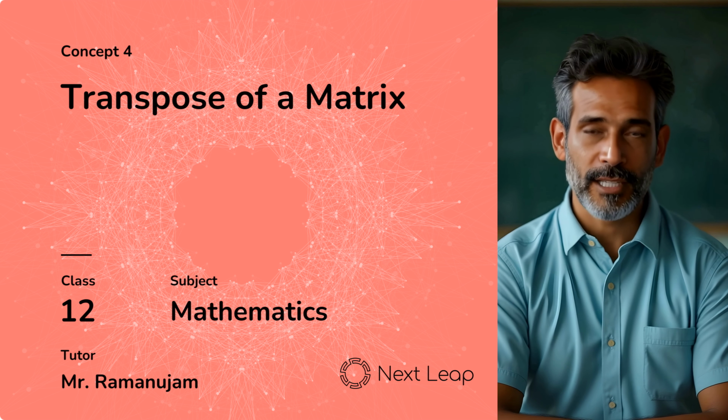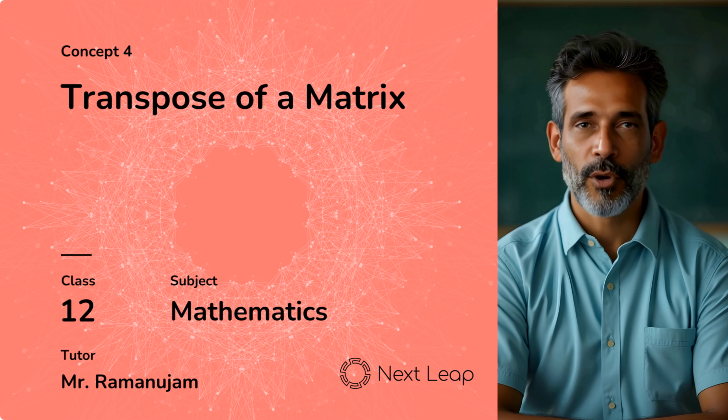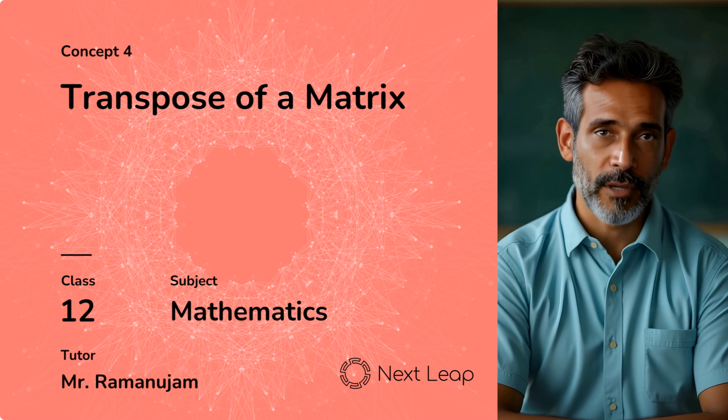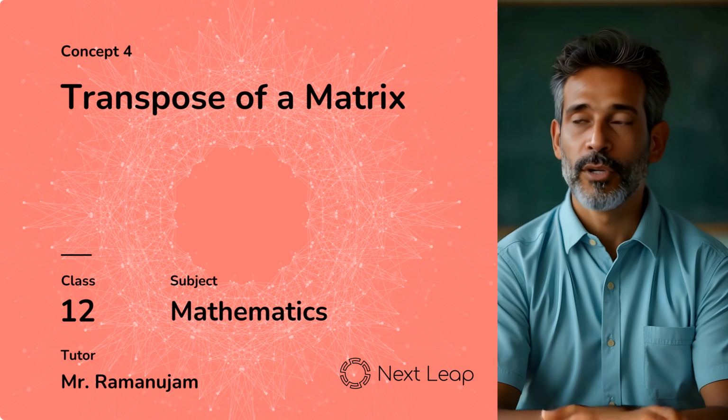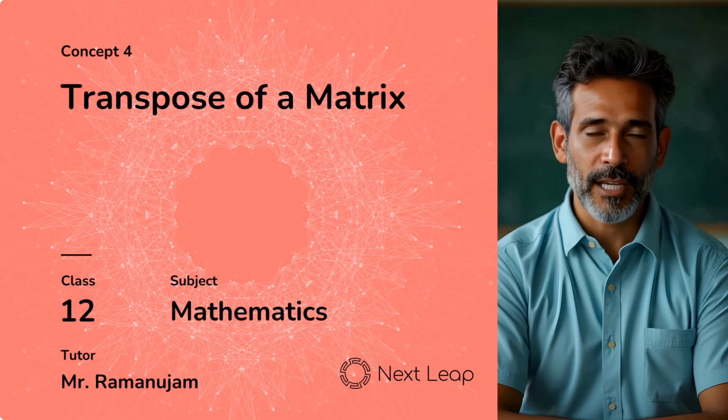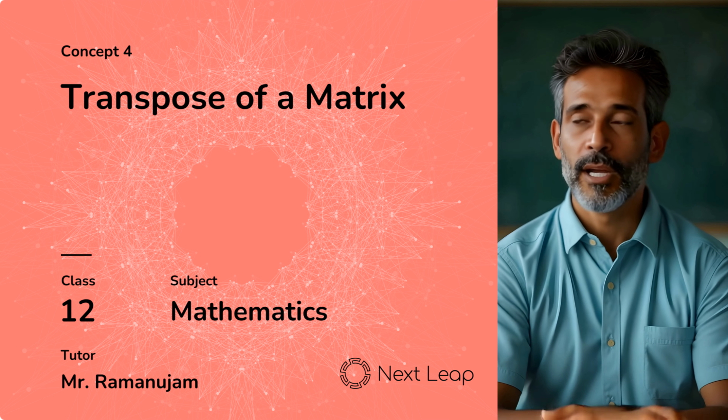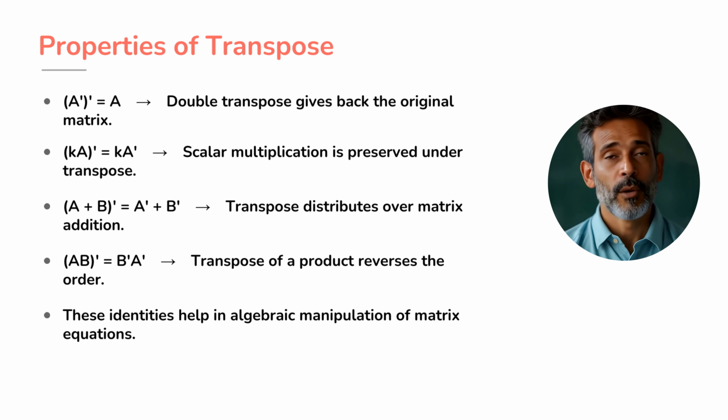Let's see a concrete example. Matrix A, first row 2, 3, 5. Second row 3, 2, 1. So A equals open square bracket 2, 3, 5; 3, 2, 1 close square bracket. Now to find A transpose, we flip rows into columns. A transpose equals first row 2, 3. Second row 3, 2. Third row 5, 1. Now that we know how to transpose a matrix, let's explore its powerful properties.